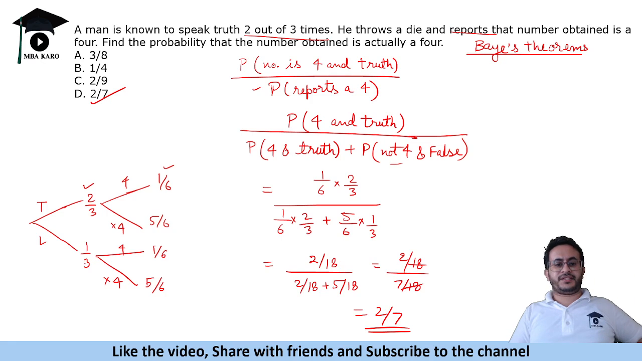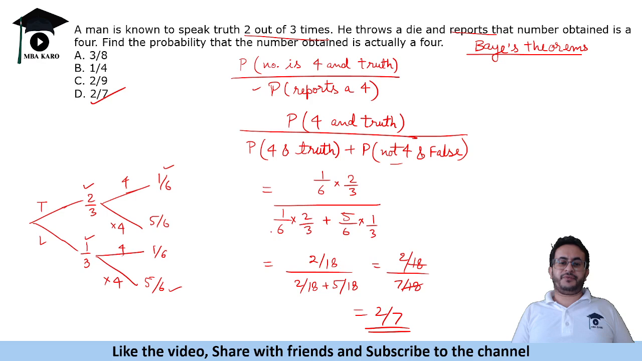Now another way is he can tell 4 when he is telling a lie and it is not 4. Because if he is telling a lie and it is not 4, he can say that it is a 4. So this is our case.